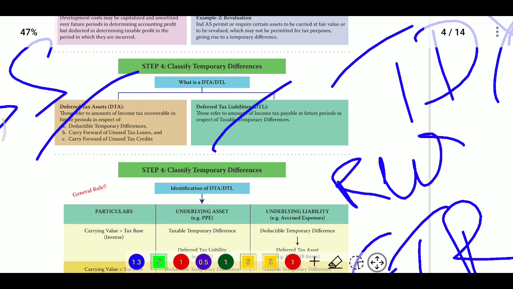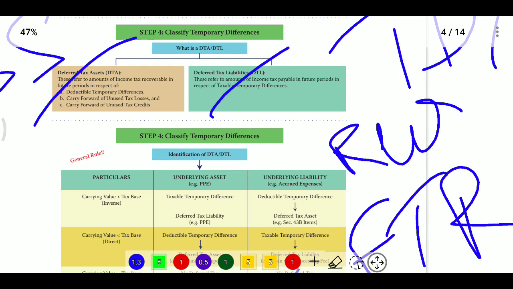DTL amount we have calculated. So for the closing balances, the DTA and DTL should appear in the balance sheet. We show them in the balance sheet, and the amount of DTA and DTL to be recorded in the profit and loss account or OCI in the current year. So in the current year we need to transfer this amount.